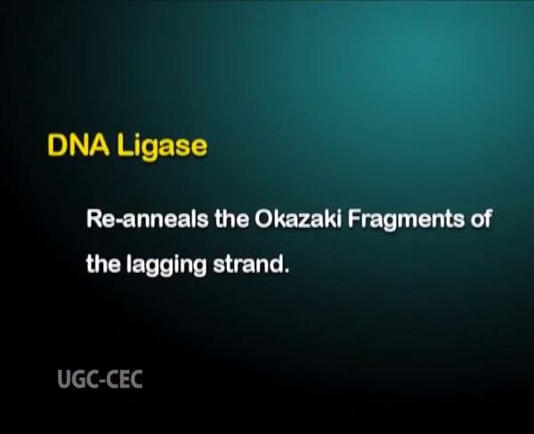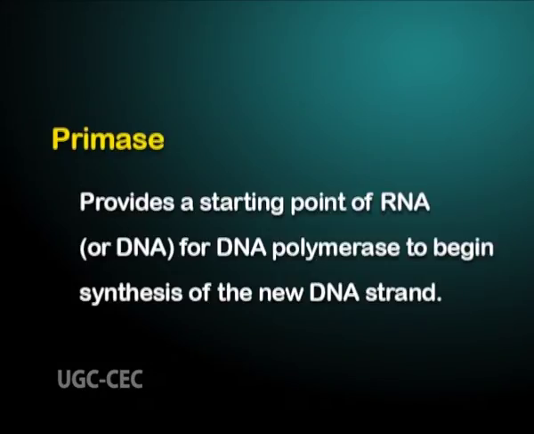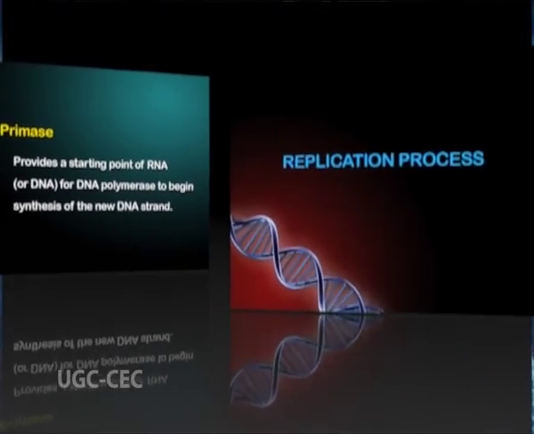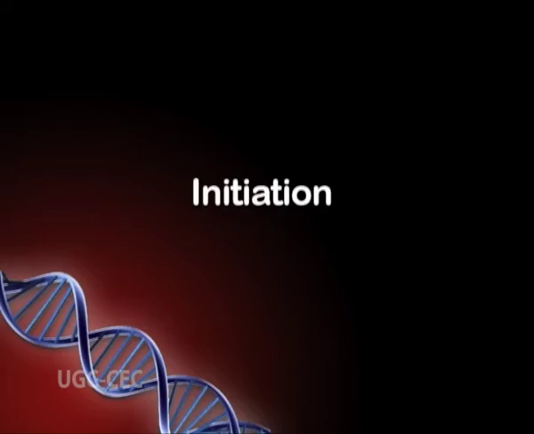DNA ligase, it re-anneals the Okazaki fragments of the lagging strand. Primase, it provides a starting point of RNA or DNA for DNA polymerase to begin synthesis of the new DNA strand. Replication process. The process of prokaryotic DNA replication has 3 steps. First, initiation.